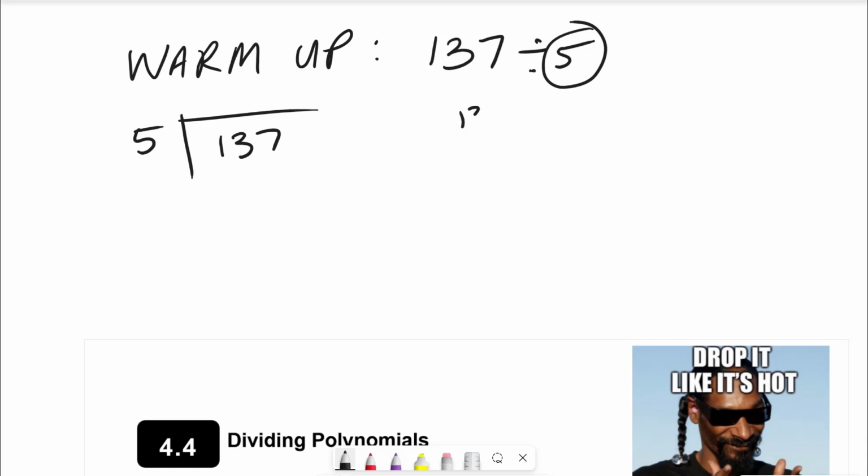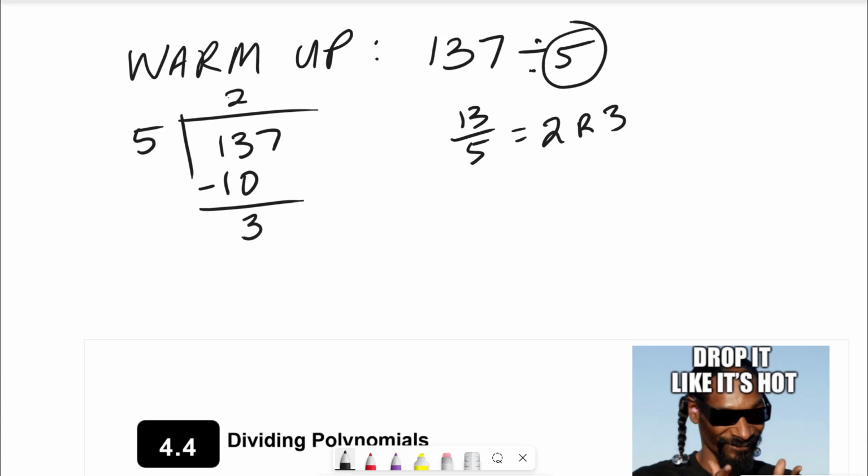You can do a little bit of division off to the side if you want to. 13 divided by 5 is going to be 2, with a remainder of 3. So we put the 2 up at the top. We multiply these two numbers: 5 times 2 gives us 10. We put that 10 down here. Remember, we want to subtract these two numbers. 13 minus 10 gives me 3.